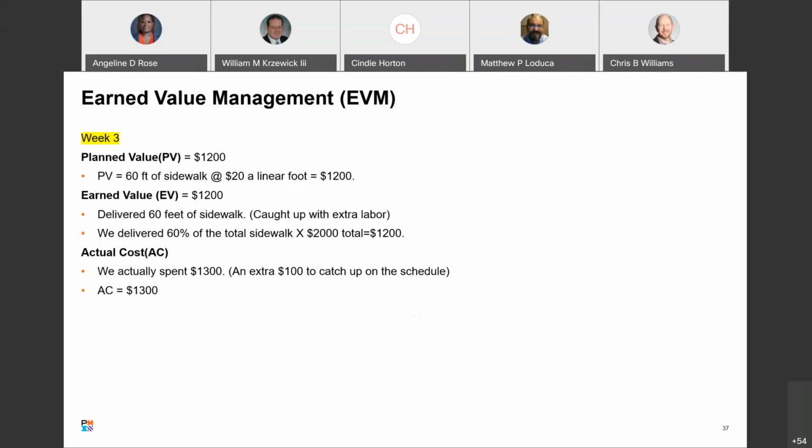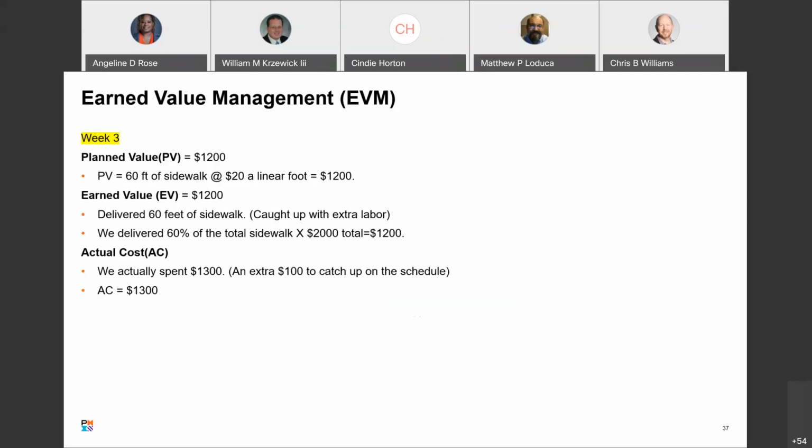How do we do? Earned value. Boom. $1,200. We delivered $1,200 in earned value. So we delivered 60 feet of sidewalk. Remember, we only came in at 35 at the last look. So we made our 20 plus that extra 5 that we slipped. We did good. We caught up with extra labor. We delivered 60% of the total sidewalk, $1,200. So earned value equals planned value.